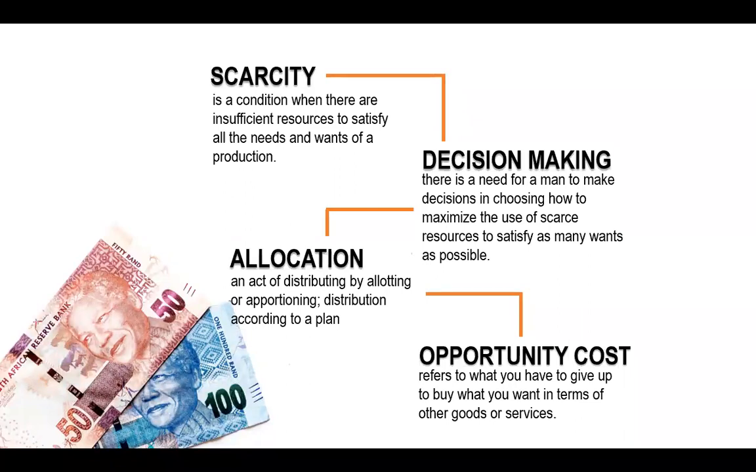Finally, allocation and opportunity cost. Allocation means an act of distributing by allotting or apportioning according to a plan, while opportunity cost refers to what you have to give up to buy what you want in terms of other goods or services. To better see the connection between them, let us give an example.